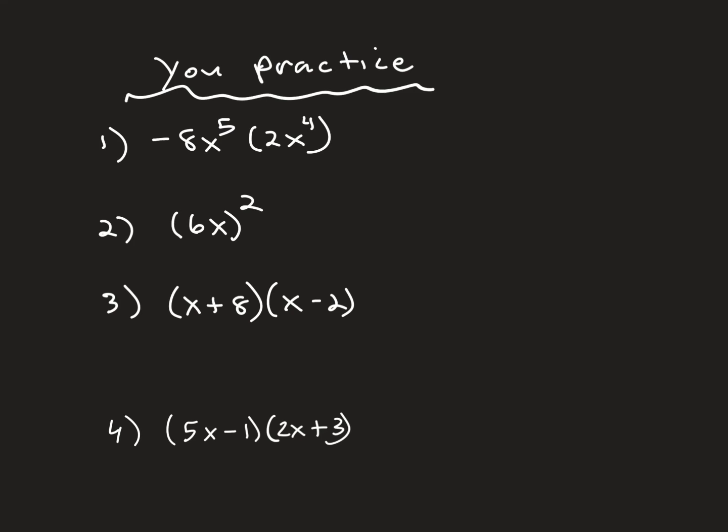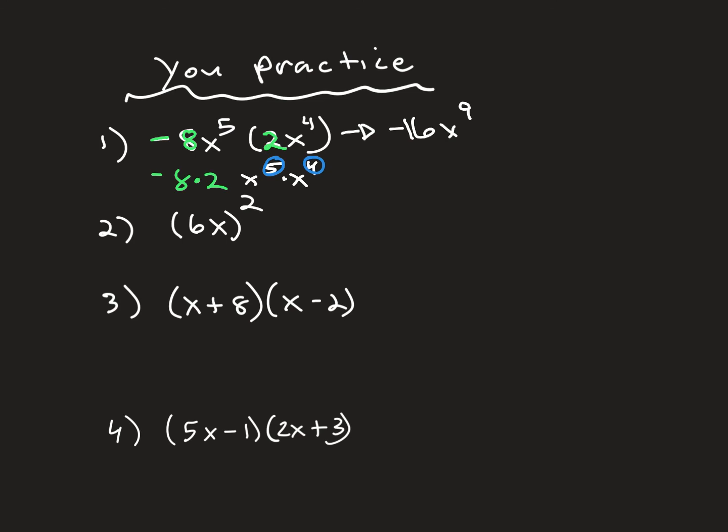On problem number 1, we are multiplying a monomial times another monomial. Did you get negative 16x to the 9th power? Let's see why you should get that. Remember, we're going to multiply negative 8, which are the coefficients, times 2. So that is where we get negative 8 times 2. And then we're going to multiply x to the 5th times x to the 4th. Do you see now where we get negative 16x to the 9th? Don't forget you add your exponents for the rules of exponents.